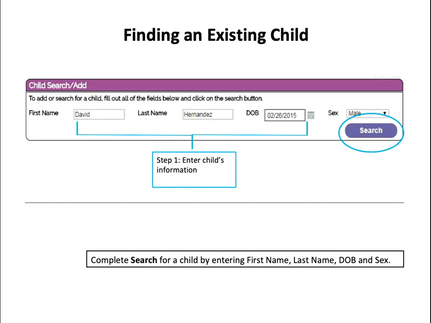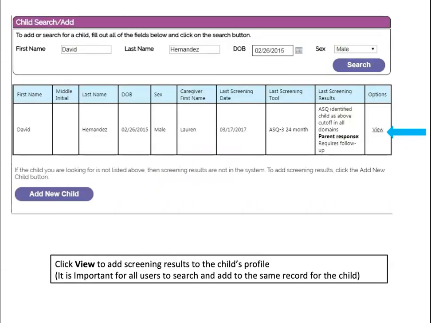Now, let's see what it looks like if you are searching for David and find that he is already in the registry. We will search again on the same 4 required fields, and this time when we hit search, since we are finding an existing child, we may see a result like this. This is a pretty clean example.